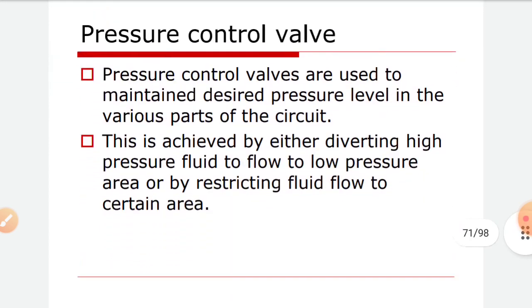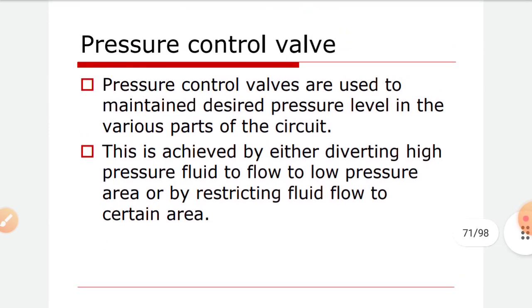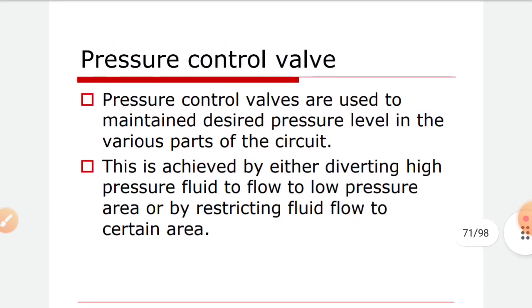Next point is the pressure control valve. So what is a pressure control valve? Pressure control valves are used to maintain the desired pressure level in the various parts of the circuit. This is achieved by either diverting high pressure fluid to flow to a low pressure area or by restricting fluid flow to a certain area. Okay, so this is the information on a pressure control valve.